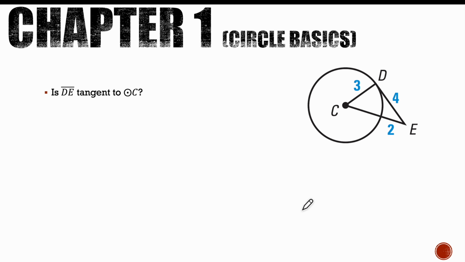Now the question, this is a very important question. Tell me whether DE is tangent to circle with center C or not. Sorry, tangent to circle with center C. So this is the circle with center C. Is DE tangent or not? So you have to tell me whether DE is tangent or not. What you have to do here is use the Pythagoras theorem.